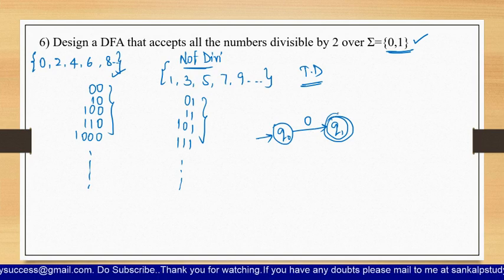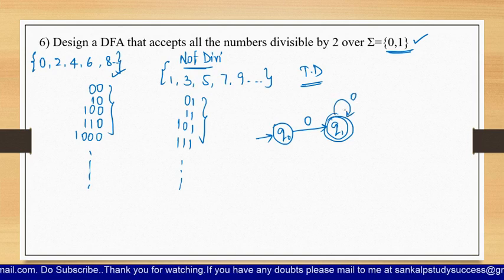Just now we have discussed that any string ending with 0 is divisible by 2. That means we can have a self loop with 0, right? Yes. Now, if we are having a self loop with 1 here, there is no problem because it is ending with 0. If it is ending with 0, then it is divisible, so it is accepted.